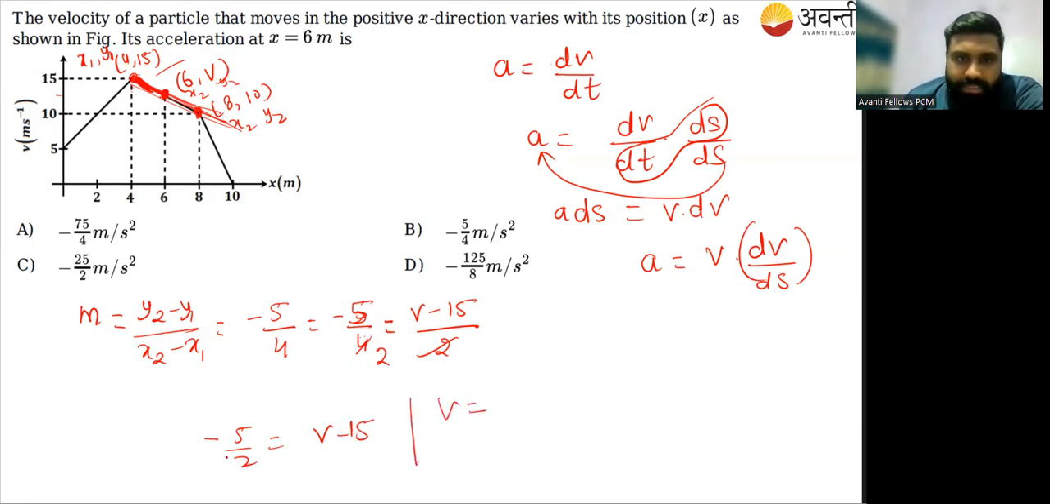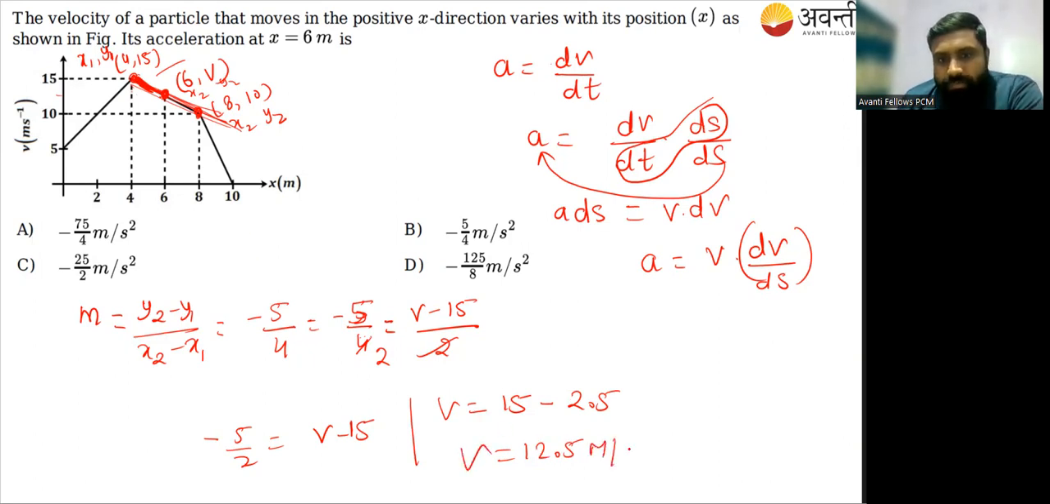So if we take 15 this side, 15 minus 2.5, it will give you 12.5. Yeah, 12.5 plus 2.5 will give you 15. So velocity at 6 seconds, we have 12.5 meter per second. Got it? Now, this velocity is also decreasing.